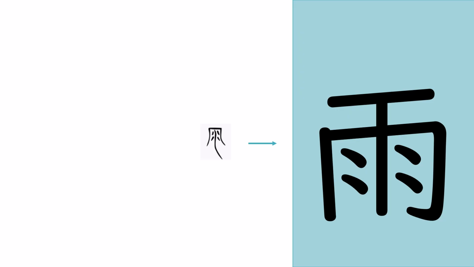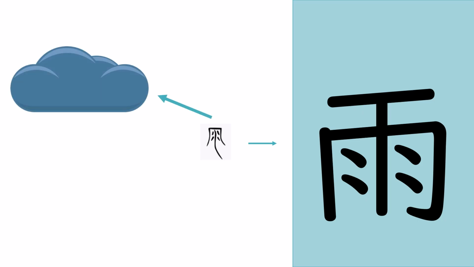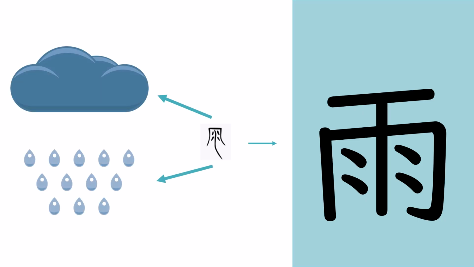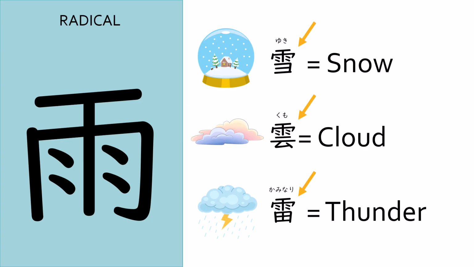The kanji for rain was divided into 2 parts. The top was a cloud, and the bottom was water drops. Together they came to mean rain. When the kanji for rain acts as a radical, it gives more of the meaning of something in the sky or coming from the sky. Some examples are snow, cloud, and thunder.